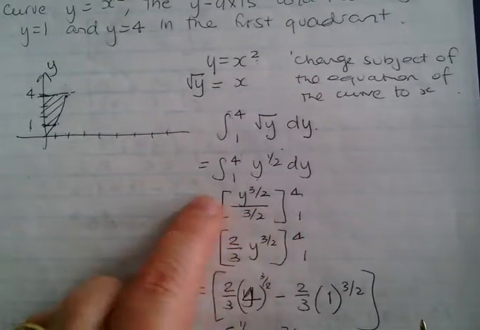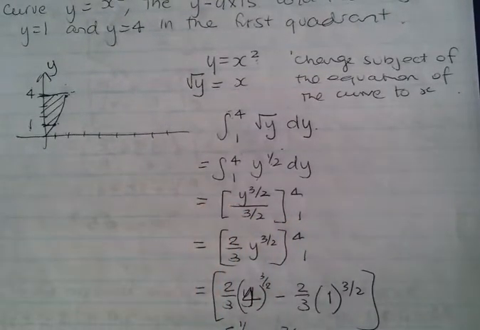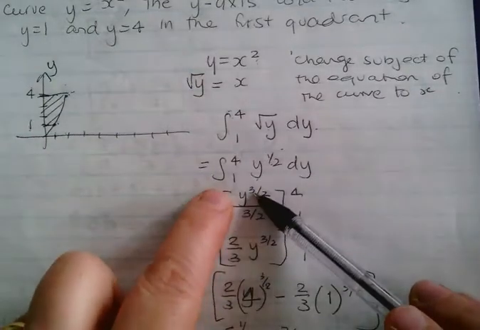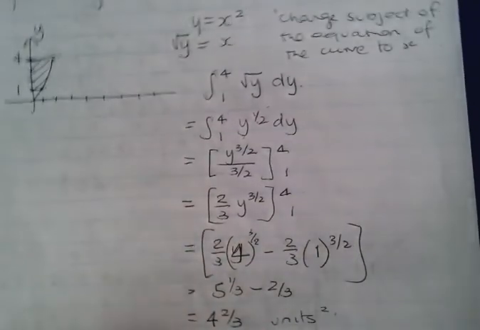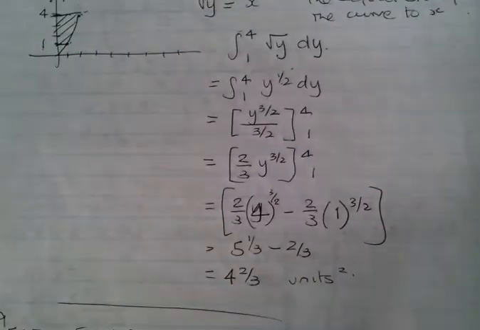Are you okay with this? Because you just got to think of the other one was y equals x cubed, x squared, whatever it was. This has to be x equals anything of y, all right? So then you integrate by raising the power by 1 over itself. You do your substitution, and we got 4 2/3 units.